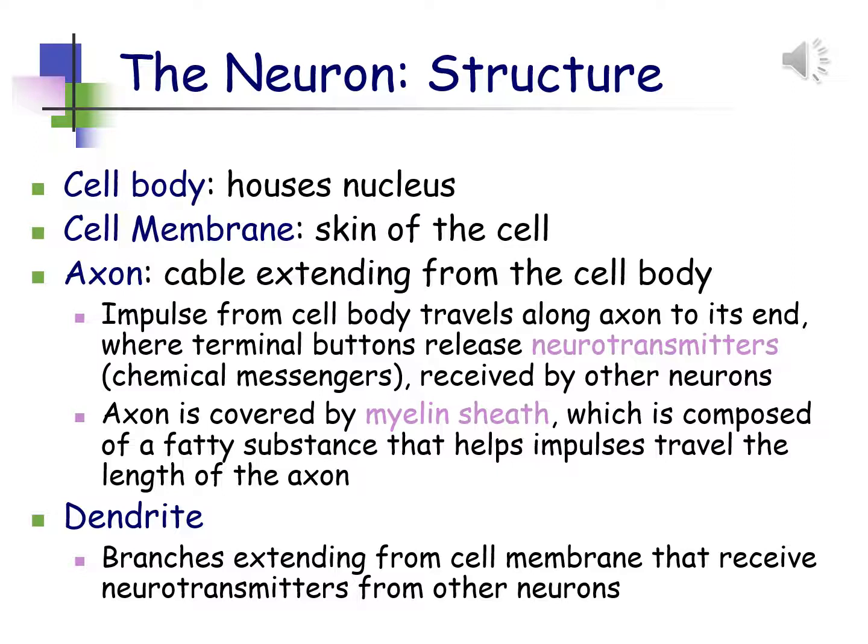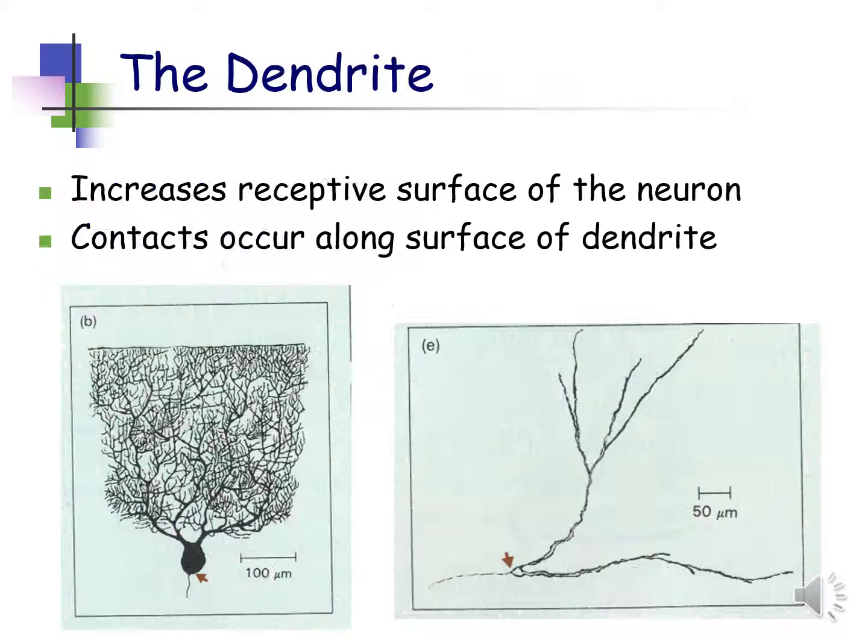So the path is that the neuron before sends messages that contact the dendrites, which propagate messages down the axon to the axon terminals, which release neurotransmitters that go across the gap to the next neuron's dendrites, and therefore convey the electrical and chemical message down the line. But more on dendrites. The adaptiveness of all the little branches is that they increase the receptive site of the neuron, and all sorts of contacts can occur along the surfaces of those dendrites.